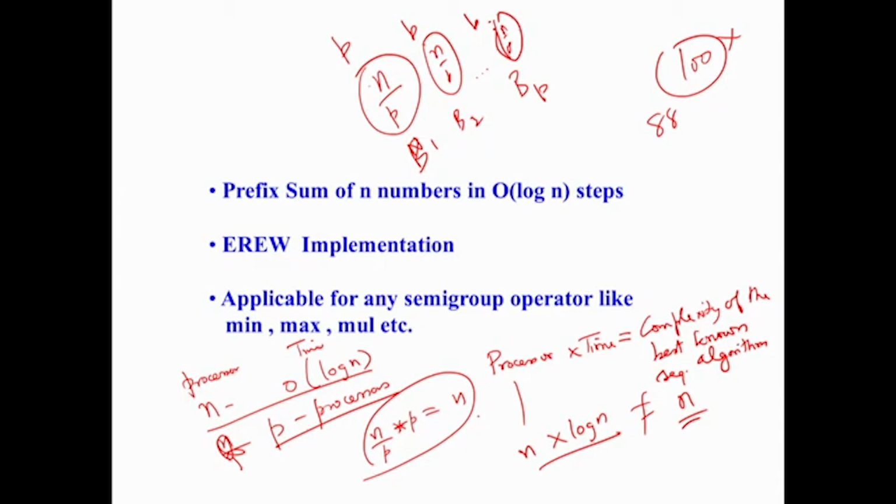What is optimality in the context of parallel programming? The processor into time product should be equal to the complexity of the best known sequential algorithm. Is it okay? All of you? It's fine?